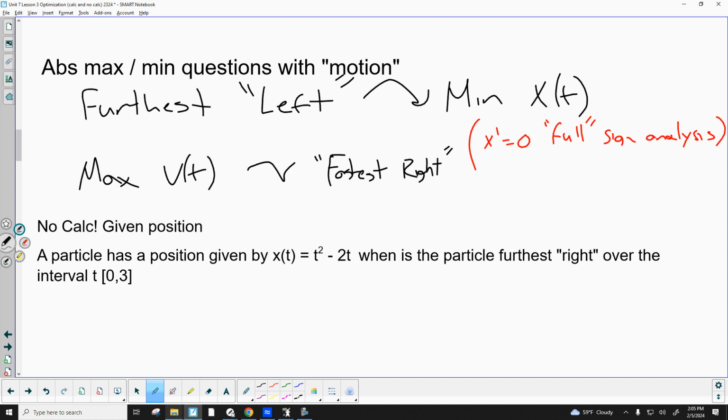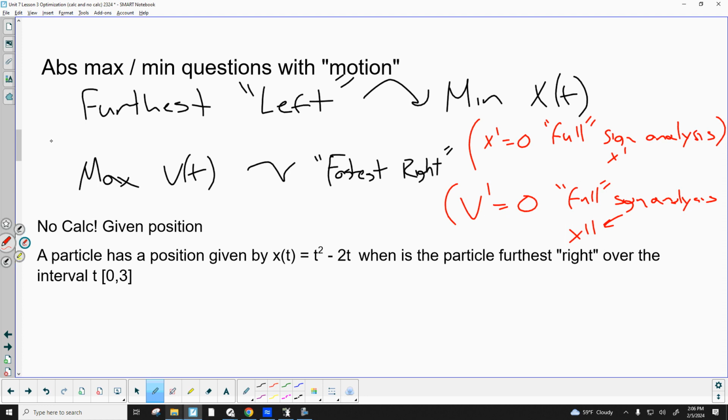Now tell your neighbor, if I ask you for a max velocity, what would you do to find a max velocity? Yeah, this is when you would look at the derivative set equal to 0. That's your full sign analysis, but not of your derivative, but of your second derivative, versus your full sign analysis, which is your velocity analysis. Make sure you understand, are we looking at our first derivative sign analysis or a second derivative? Primarily, we're going to stick with our first derivative analysis.